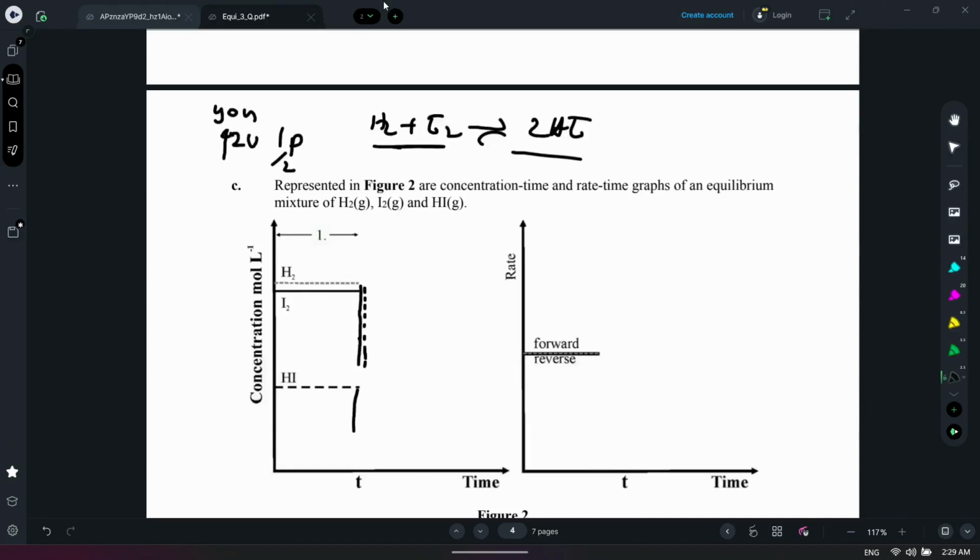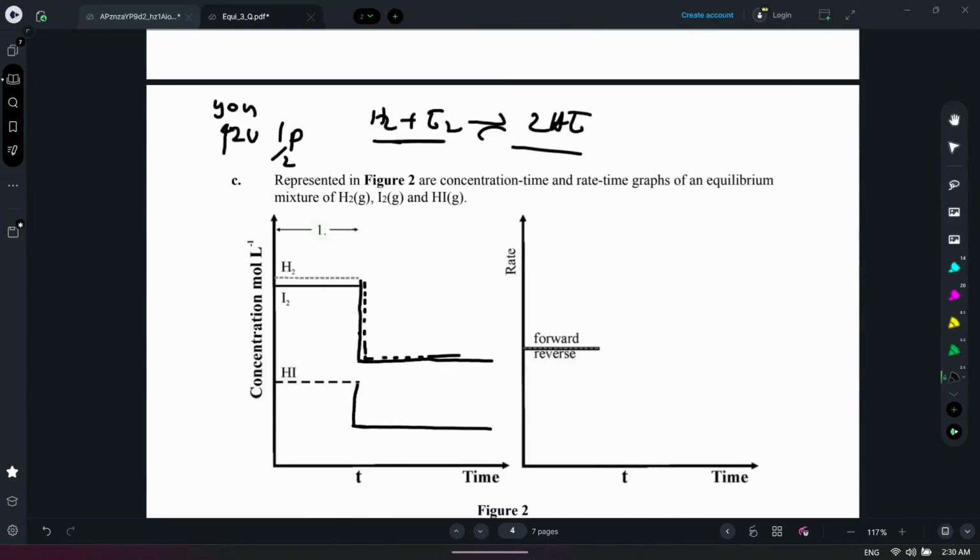Okay, so how would you show that in the equilibrium concentration graph? Let me show it to you. The system is unable to make any changes. So what will happen to the concentration? The concentration stays the same. All right, now let's look at the rate-time graph.